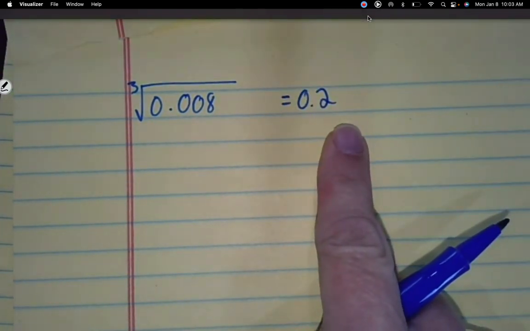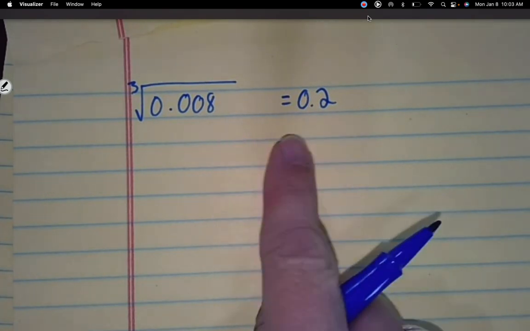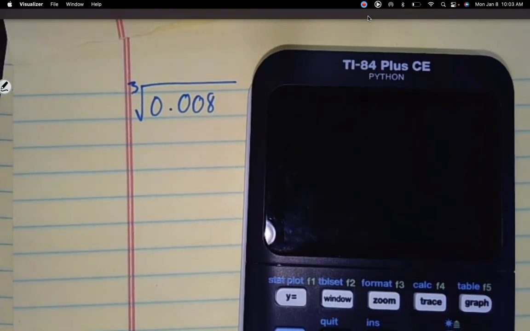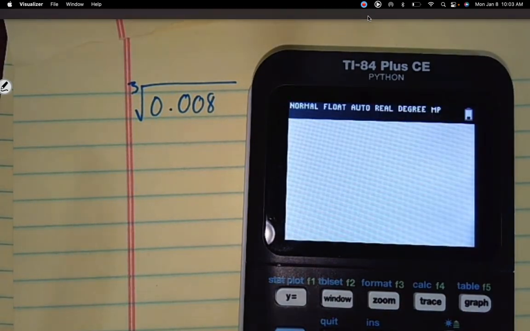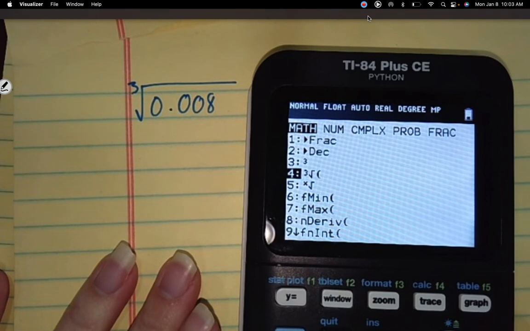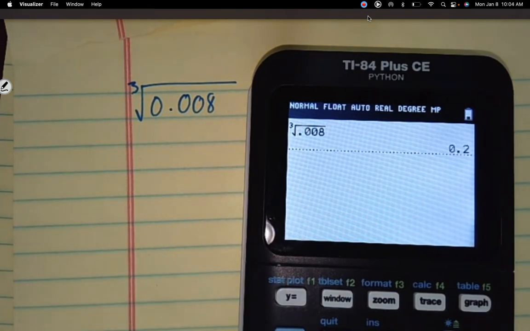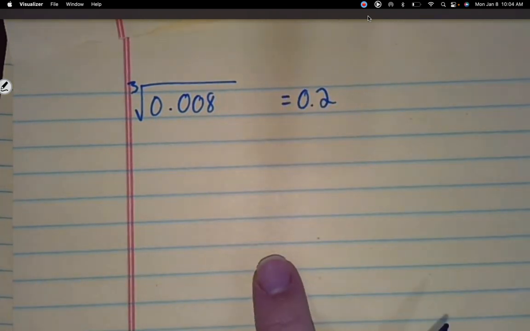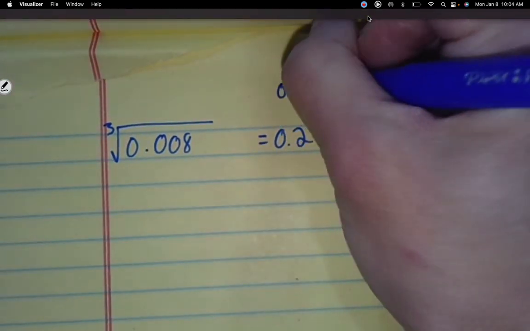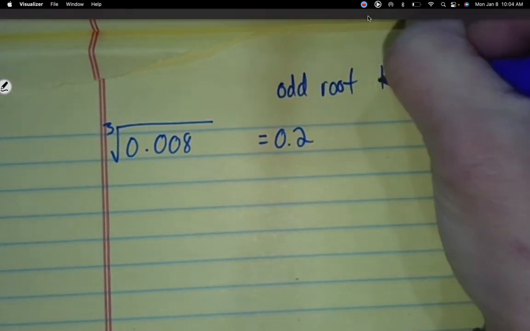It's kind of similar because 2 times 2 times 2 is 8. Anyway, put it in your calculator. Do y'all know how to put that in your calculator? I think I have to press math. Cube root, there it is, of 0.008, and it is 0.2. You can't just rely on your calculator because it's asking for several possibilities. Your calculator may only give you one. But we know if it's an odd root, there's one answer.